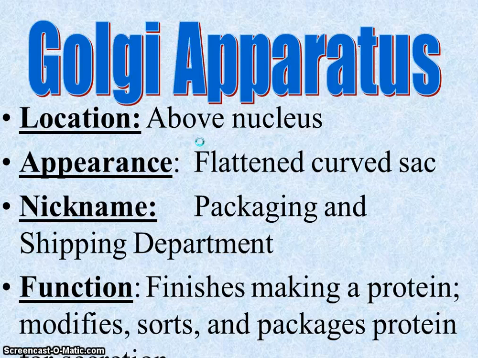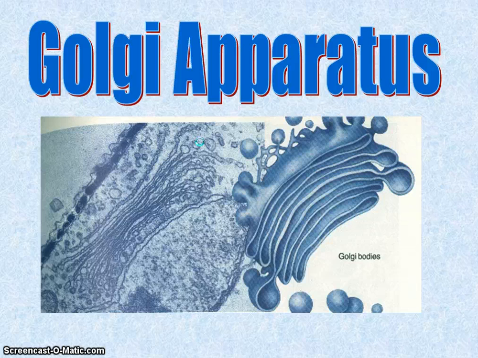We call the Golgi apparatus the packaging and shipping department. And why we call it that is because it helps to make the protein. It will modify it, sort it, and package the protein to get it out of the cell. If the protein is not complete, it will send it back to get made better, or it will fix it itself. And you can see it's a little different in the structure because it's a little bit more flattened and curved edges.